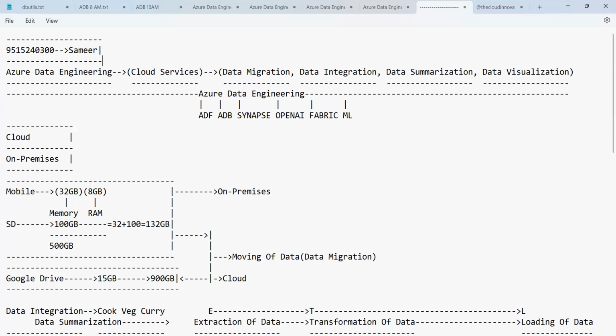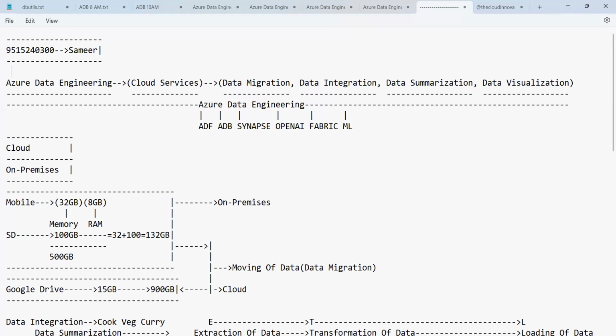Yes, the prerequisites are many. The first prerequisite is that you must always have knowledge of Python. SQL is needed here. Scala is needed here. Python, Scala, and Spark are also needed here.